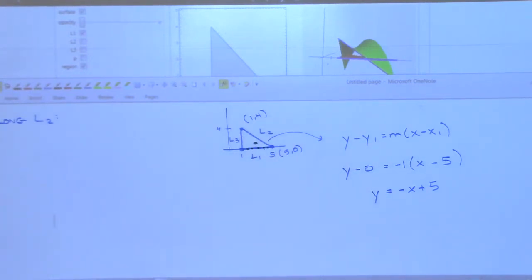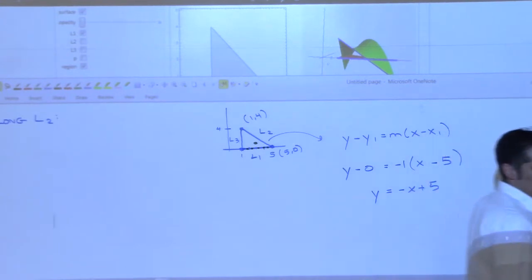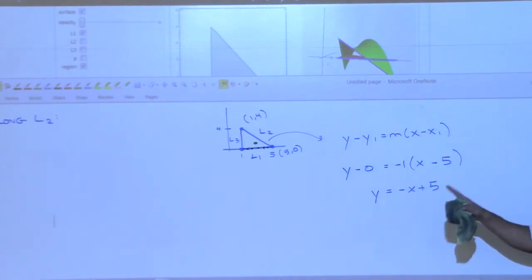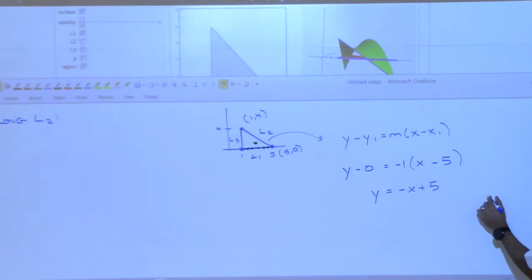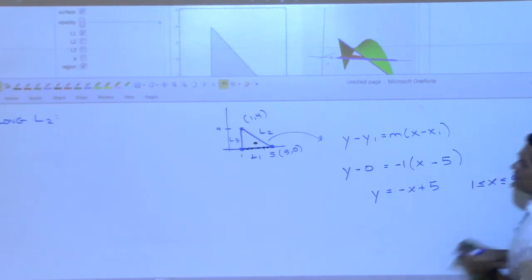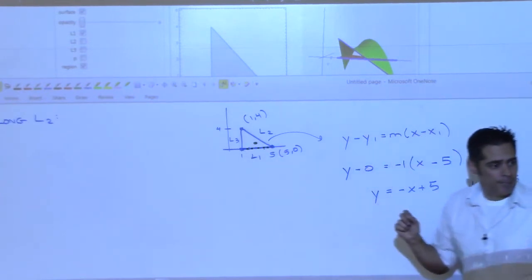Yep. Now, do you have any restrictions on L2 for me? Like, if I'm going to draw just L2, just the segment, can you give me some restriction here? 1 to 5. X must be restricted between 1 and 5, because that means we'll go only from 1 to 5. We'll only draw that piece of the line segment, right?